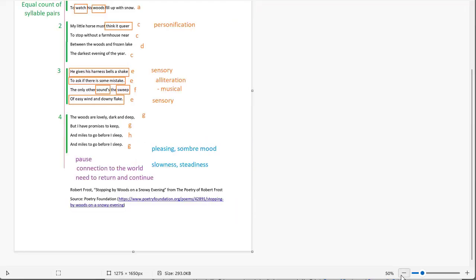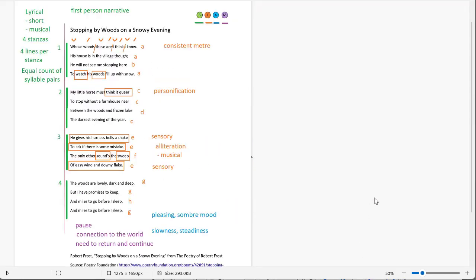Having done an annotation, one can see how there is so much to this poem, so many ideas and impressions.